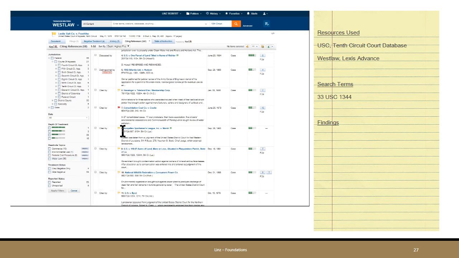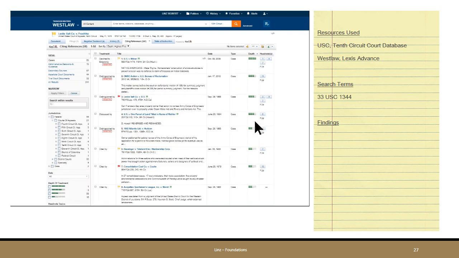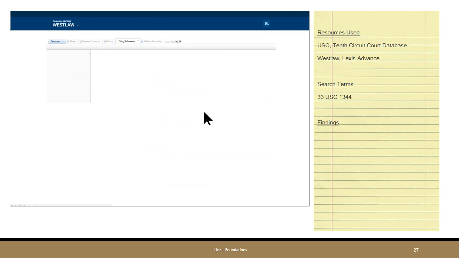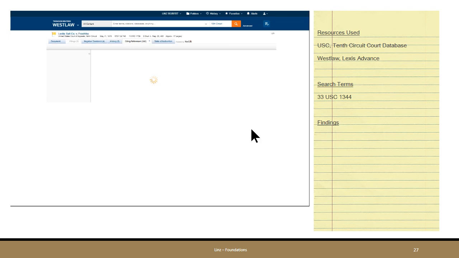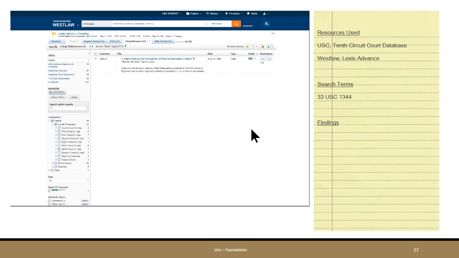And then of course we see the long list of citing references, and there we go. So I guess what we could do is click on the 10th Circuit and apply the filter. And here is the 10th Circuit case that cited to Leslie Salt's case. For headnotes 6 and 7, which may not apply to our problem, but we'd have to do a little more research to make sure that indeed was the case.